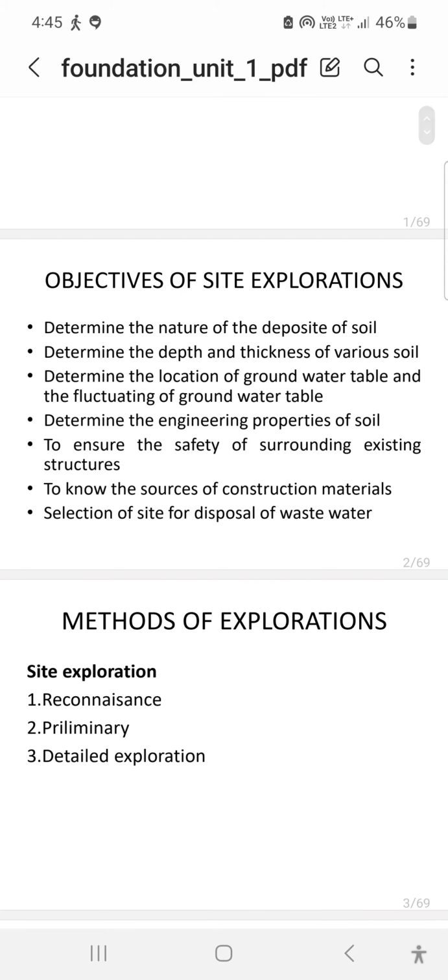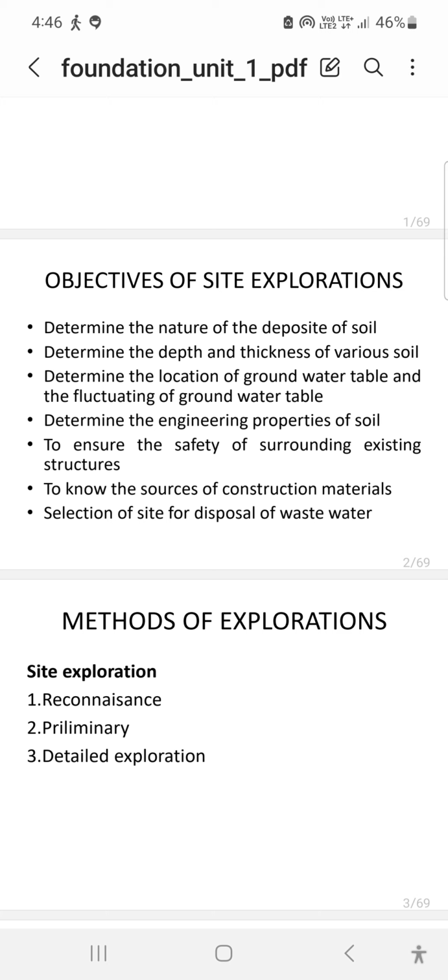What is meant by the objectives of site exploration? First, we have to determine the nature of the deposit of soil. The second is to find out the depth and thickness of various soil layers. The third is to find out the location of the groundwater table and groundwater level. Finally, we have to determine the engineering properties of soil.